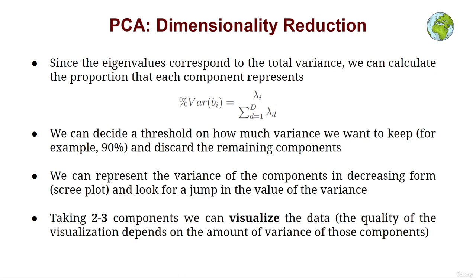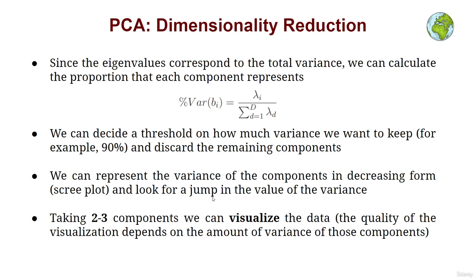So for this lesson, as a conclusion, if you're using a mathematical notation, keep in mind that since the eigenvalues correspond to the total variance, it is possible to calculate the proportion that each component represents as the eigenvalue i divided by the sum of all the eigenvalues. Also, to establish a stop criterion, we can set a threshold, basically representing how much variance we want to keep. For instance, 90%, and we will discard the remaining components.